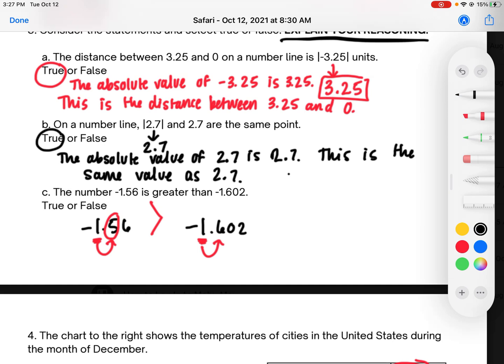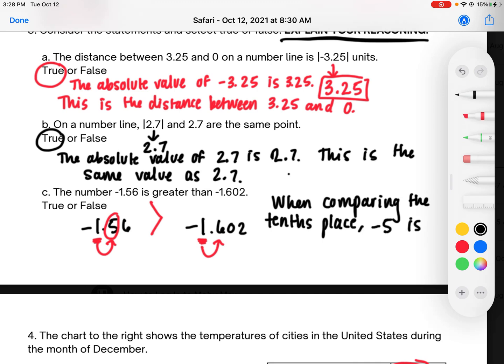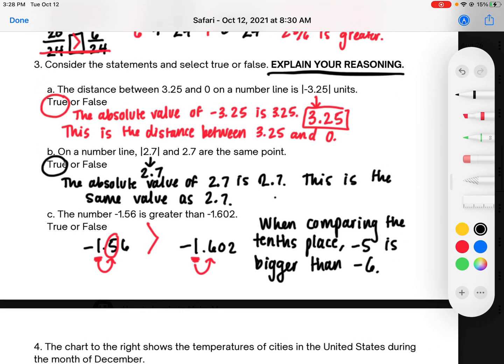In our explanation, we can say, when comparing the tenths place, negative 5 is bigger than negative 6. And that would help us draw our conclusion. All right, and that is all the parts of number 3.